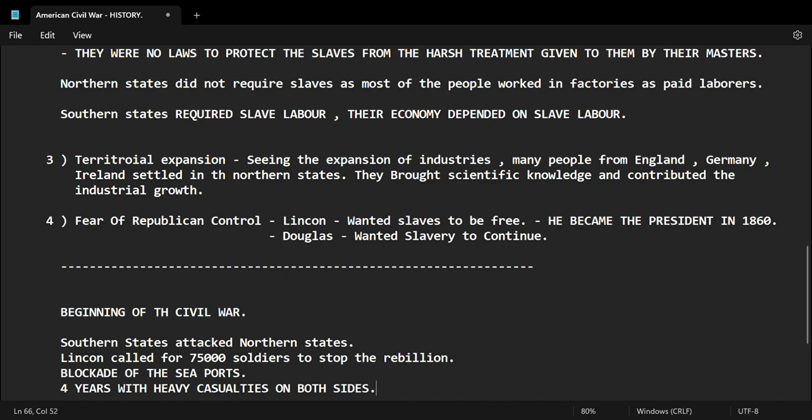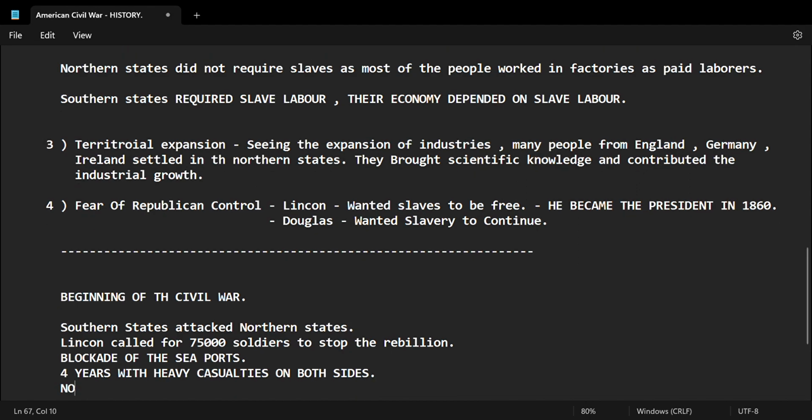On both sides, the northern states had higher numerical strength, meaning the northern states had more soldiers than the southern states, and also a larger population and better scientific knowledge. You know why? It was because of territorial expansion. Many people from England, Germany, and Ireland settled. That is why.